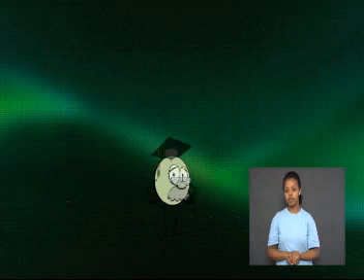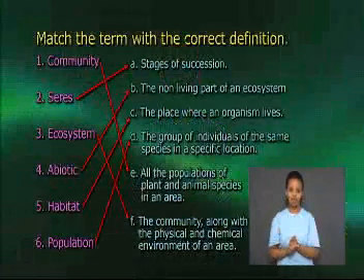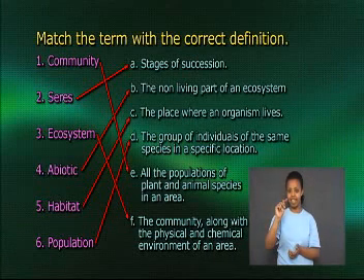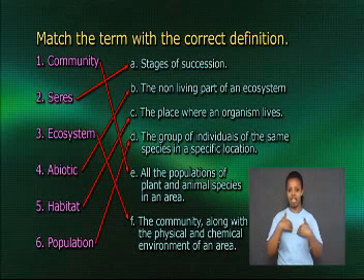Time's up. Let's get back to our lesson. Hello again, students. Let us review your answers. The term community describes all the populations of plant and animal species in an area. The term sere describes the stages of succession.